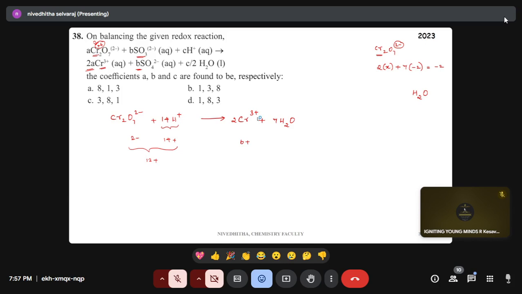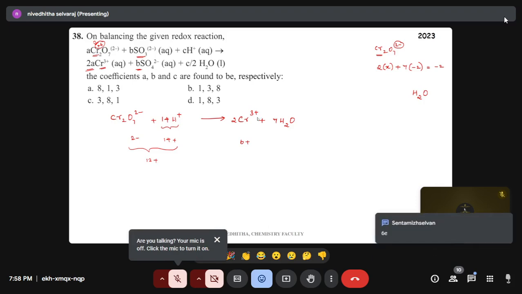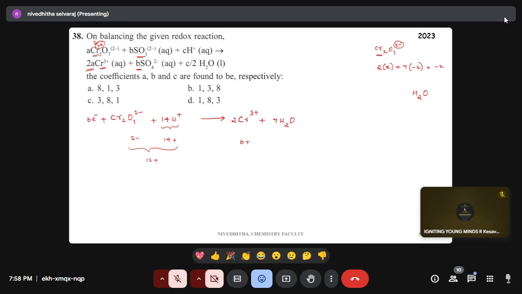Totally I have 12 positive charges. How many electrons do I have to add to the reactant side to make it 6 plus? How many electrons? 6 electrons, that's it. So I've balanced the main atom, I've balanced hydrogen, oxygen, and now the charges also. Now this reduction reaction is balanced.